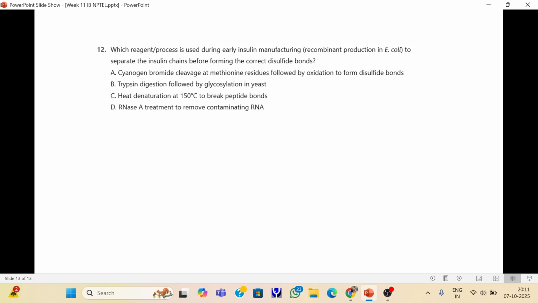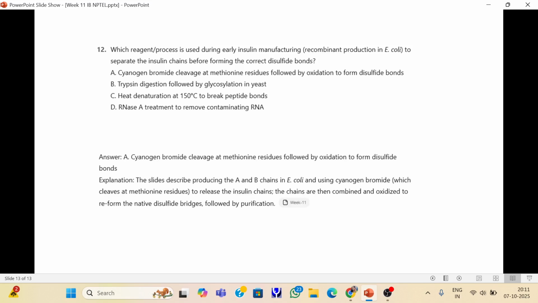Okay, let's see what is the correct answer to this question. It is A. Cyanogen bromide cleavage at methionine residues followed by oxidation to form disulfide bonds. So, the A and B chains are produced in E. coli, and cyanogen bromide, which cleaves at the methionine residues, releases the insulin chains. Then these chains get combined and oxidized to re-form the native disulfide bridges. So that's why cyanogen bromide is used to cleave at methionine residues, followed by oxidation to form the disulfide bonds.